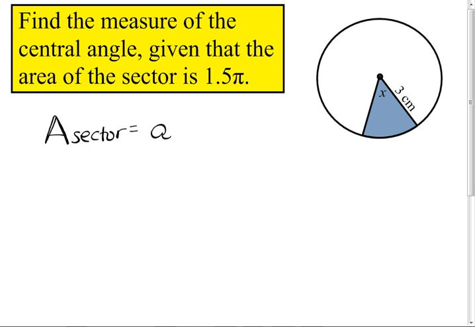It's the angle divided by 360 times pi r squared. Now, I don't know what kind of formulas we're going to give you. But if I do that, that makes life easier.